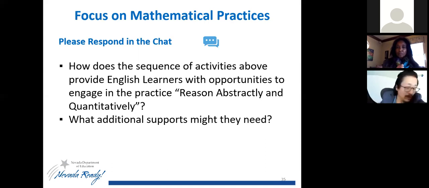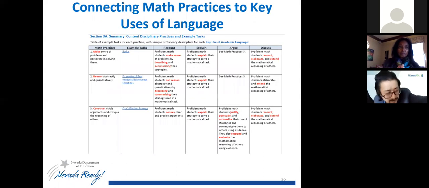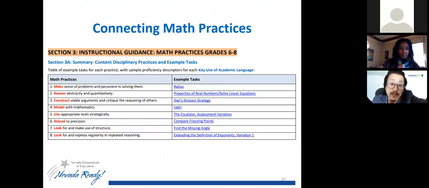Okay. So let's actually go ahead then and take a look at what that means within the ELD Standards Framework. So one other thing to love about the ELD Standards Framework is that it is explicitly addressing the math practices and the WIDA key uses of language. It connects each of the math practices to the four key uses of academic language that are front and center in the WIDA framework. And the ELD Standards Framework also has identified tasks that might be very well suited to particular standards for mathematical practice. So that's part of the overall structure.